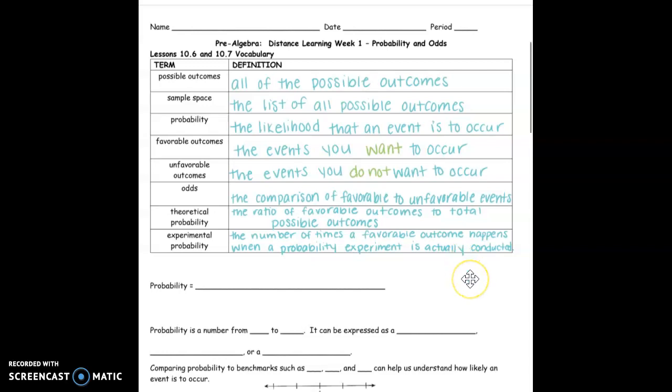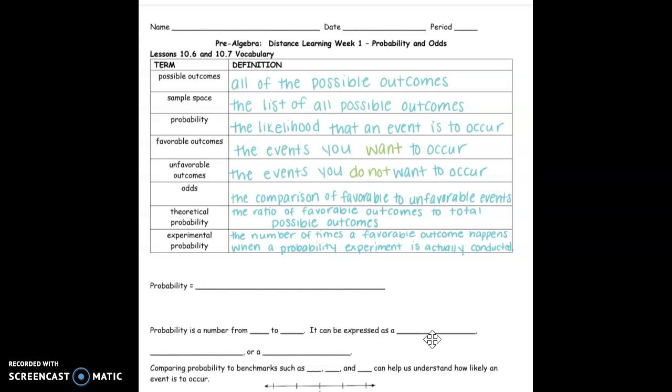What I want you to do first is you're going to see that I filled out a bunch of definitions that go along with terms. So I want you to go ahead and pause this video, take some time, write down all those definitions, and then once you've copied them all down, you'll press play again. So go ahead and pause right now.